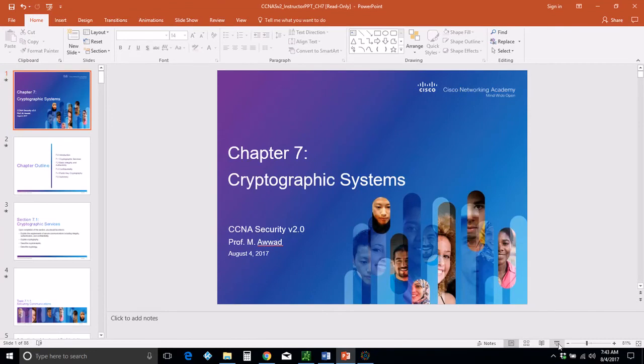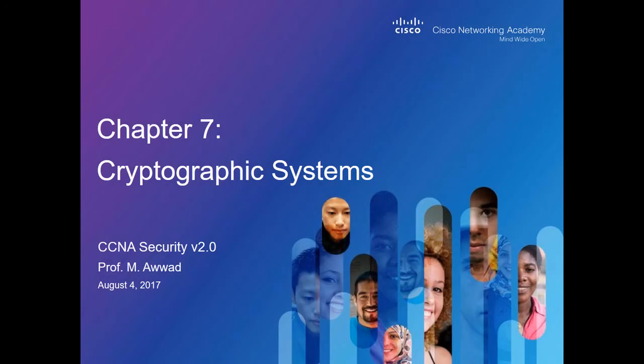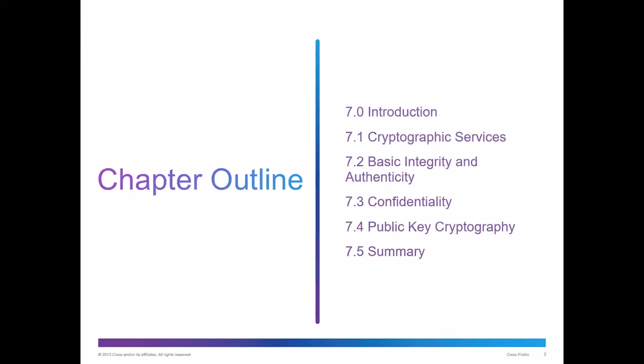Hello and welcome to Chapter 7, Cryptographic Systems. In this chapter, we are going to cover all the different types of cryptographic services. We'll talk about authentication, integrity, and confidentiality, and the different types of protocol that allows you to have confidentiality, integrity, and availability.